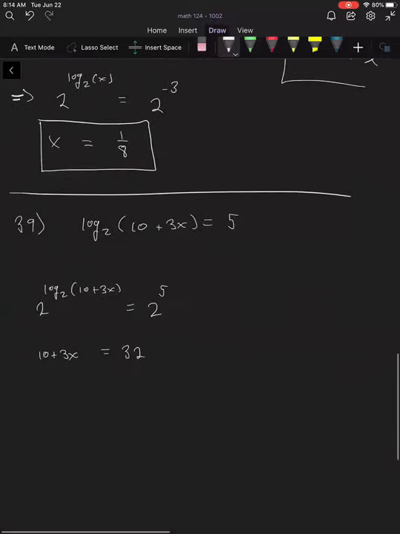So then just solving for x, we can subtract the 10. So we get 3x is equal to 22. We can divide by the 3. x is equal to 22 divided by 3.